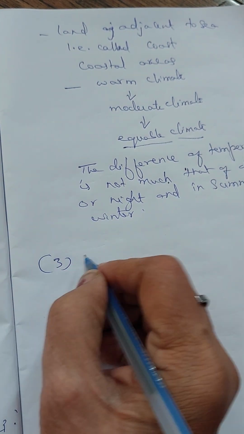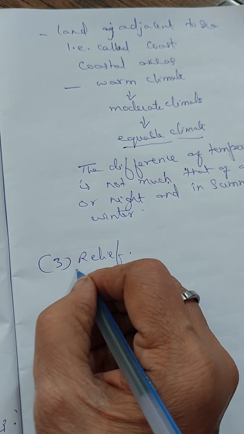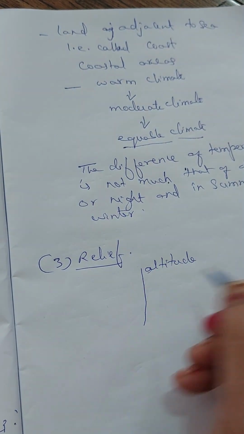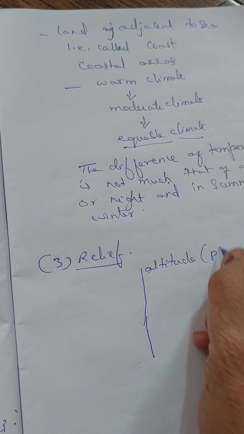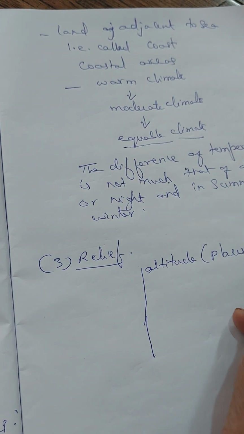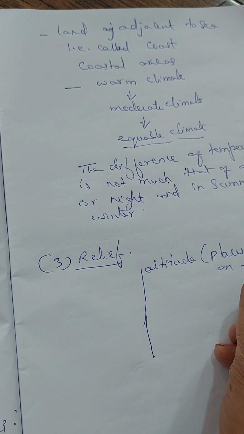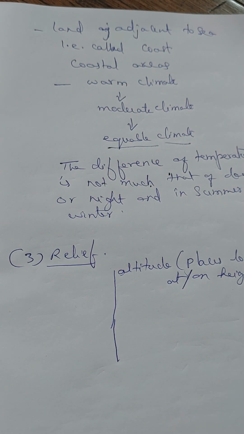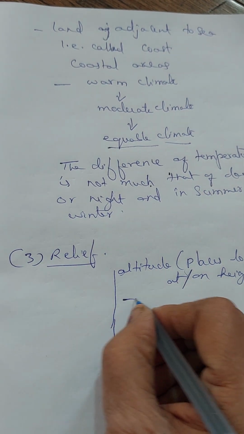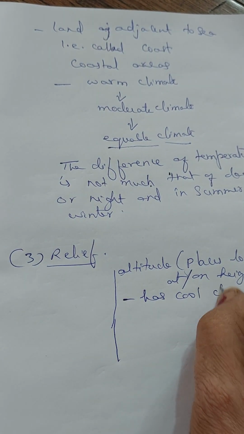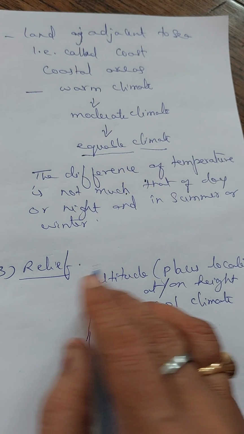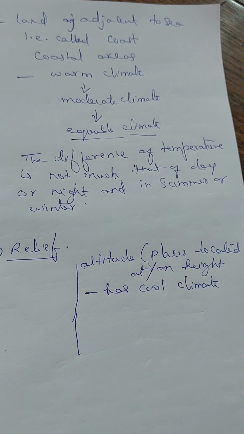Now third, we'll see relief, which is altitude, children. Altitude means places located on height, at height, children. Places located at height have a cool climate. Why like that? When places are located on height, they have a cool climate.